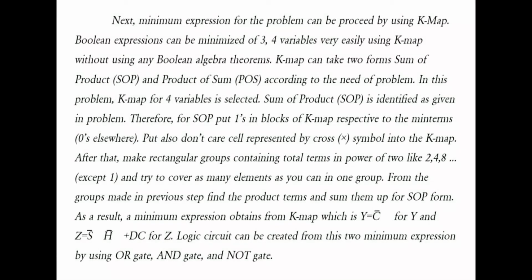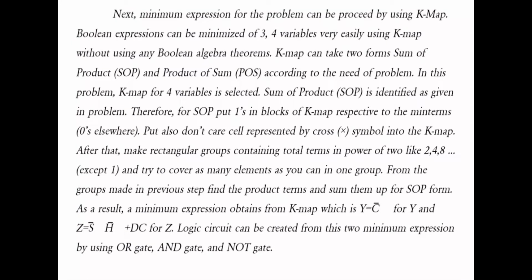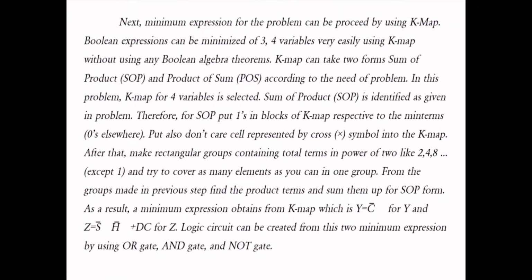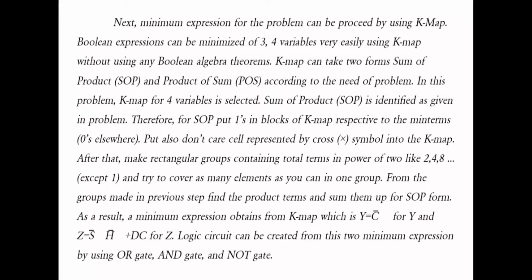Next, the minimum expression for the problem can be obtained by using a K-map. For this problem, a K-map for 4 variables is selected, and the sum of products is identified as given in the problem. Then make rectangular groups containing a total number of terms in a power of 2, like 2, 4, and 8, and so on, except 1, and try to cover as many elements as you can in one group. As a result, the minimum expression obtained from the K-map is Y equals C bar for Y, and Z equals S bar H bar plus DC for Z.